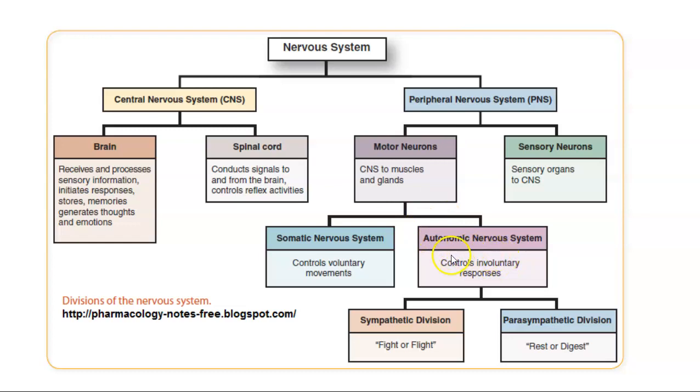And then furthermore, the autonomic nervous system is divided into sympathetic and parasympathetic. You've probably heard these before, but your sympathetic division is associated with the fight or flight response. So that gets your body amped up to either run away or to fight. And then you have the parasympathetic division, which is usually called rest and digest. So after you eat a meal, your parasympathetic division is stimulated, and that will accelerate digestion and things like that.